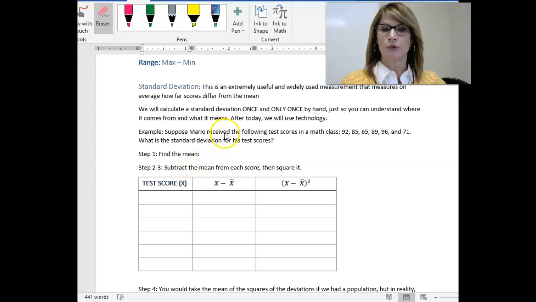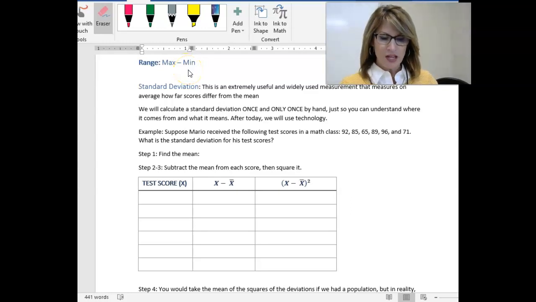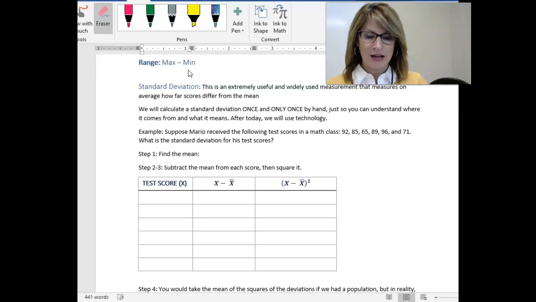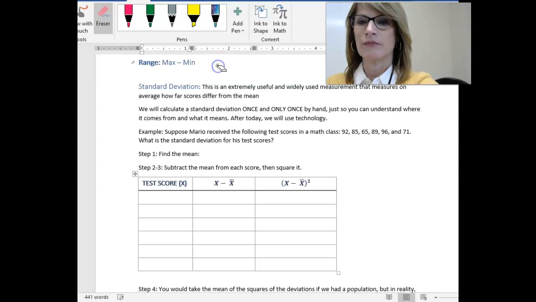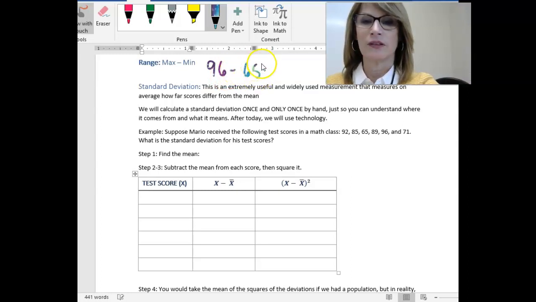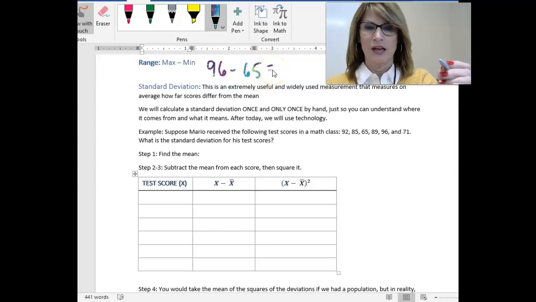But looking at this first problem, it says suppose Mario received the following scores in math class, 92, 85, 65, 89, and so on. What's the standard deviation for his test scores? Okay, the other thing we can find is the range. And the range is just the high minus the low. So his highest test score was 96, minus his lowest test score of 65. Isn't that fun color? For a range of 31.